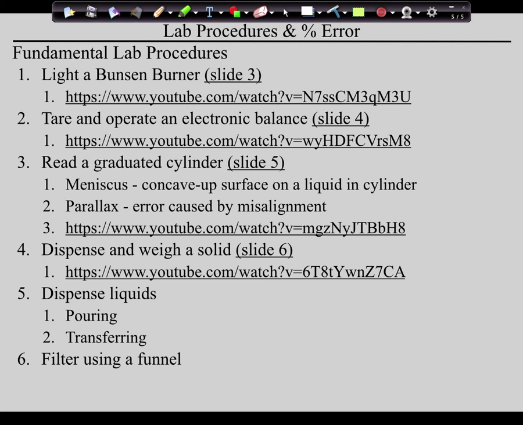So guys, the next thing that we need to do is talk about dispensing liquids. And I don't like the videos that I found for these, so I'm just going to do this live in front of you. You may want to write this down in your notes. When we talk about dispensing liquids, you need to understand there's a difference between pouring and transferring. So you may want to write pouring, then skip a couple lines and write transferring, because those are different.